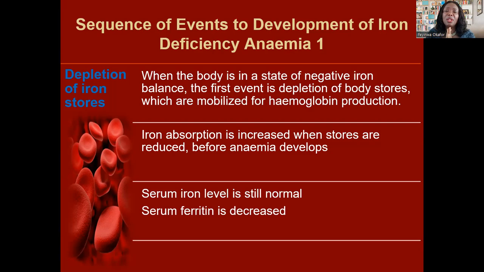The first event is depletion of iron stores. When the body is in a state of negative iron balance, the first event is depletion of iron stores, which are mobilized for hemoglobin production.